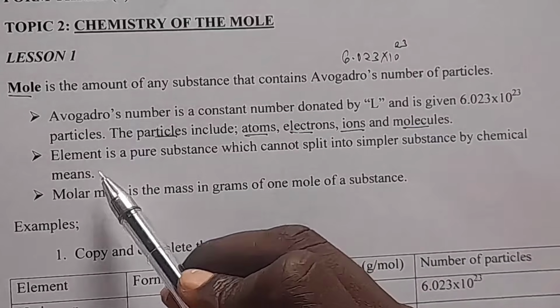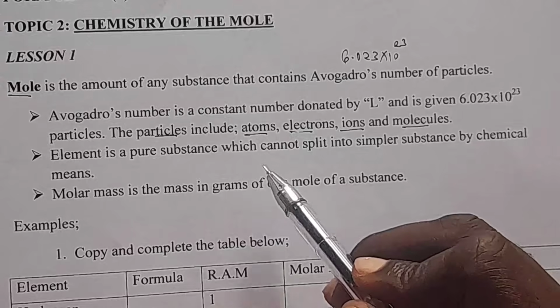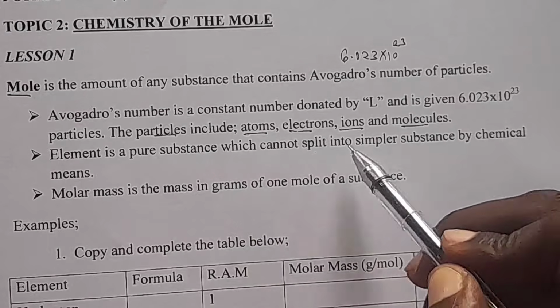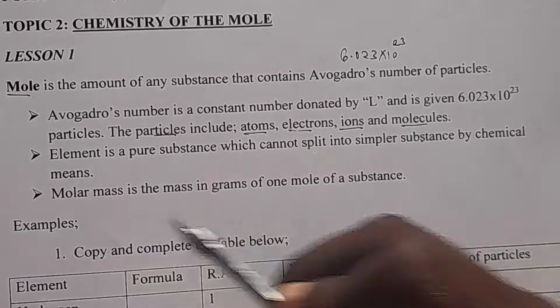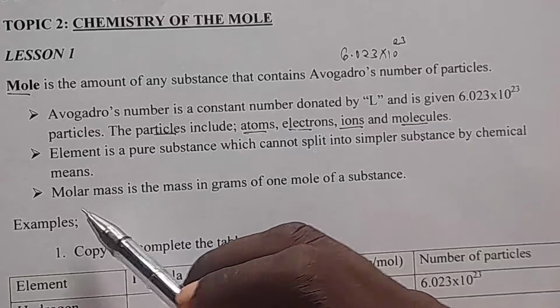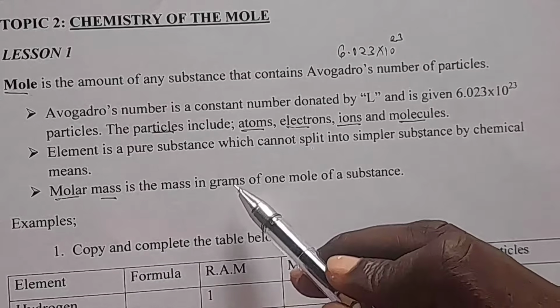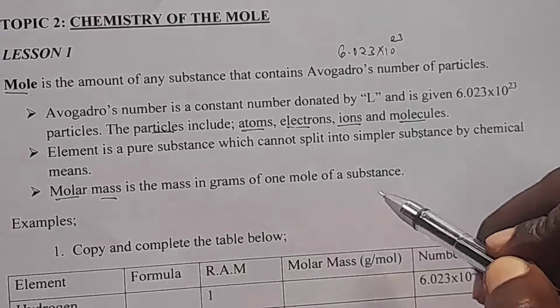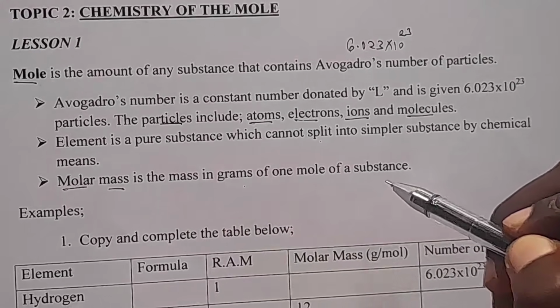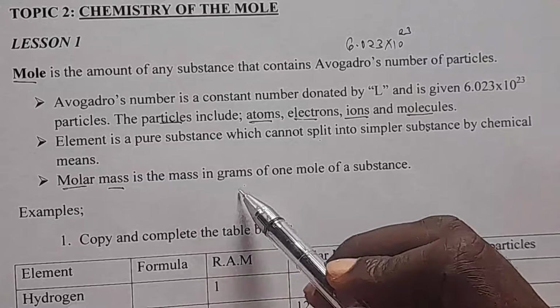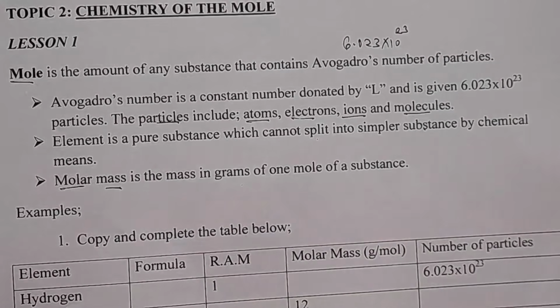An element is a pure substance which cannot be split into simpler substances by chemical means. Molar mass: what is a molar mass? Molar mass is the mass in grams of 1 mole of a substance. If you are asked what is molar mass, we say it is the mass in grams of 1 mole of a substance.